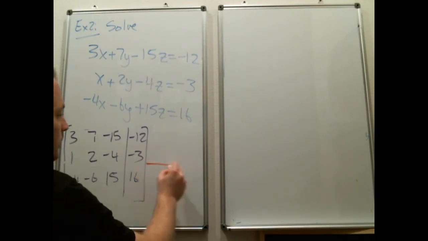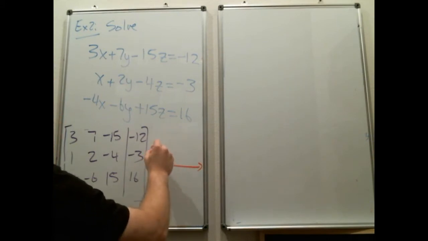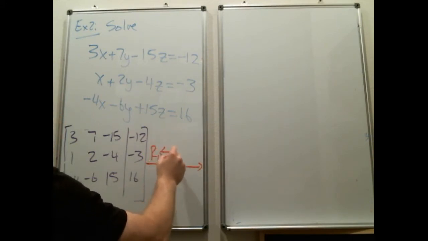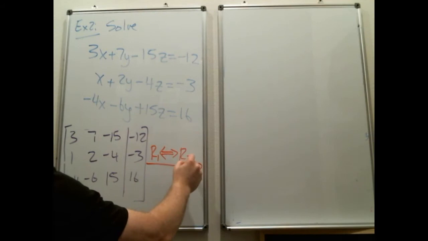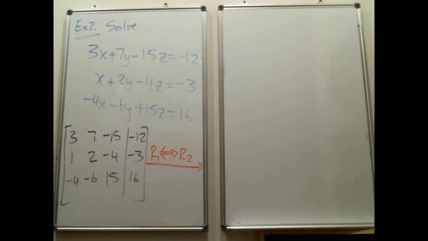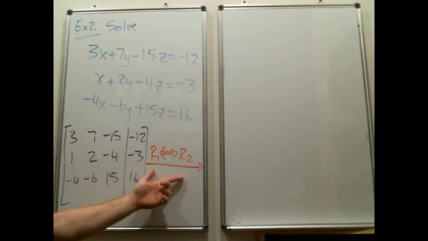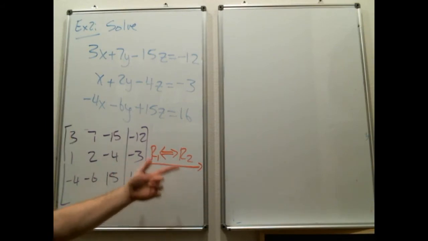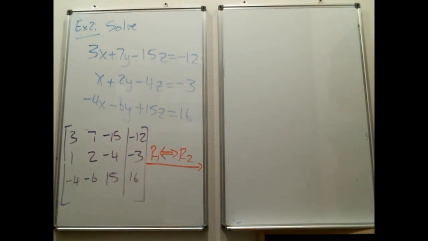So we have our long arrow, and I'm going to say row 1 interchange row 2. It's important for you to write well, so I can follow along and you can follow along with what you did, and it helps you find mistakes. So you write your long arrow, and on top of that long arrow you write the operation you're performing: row 1 interchange row 2.